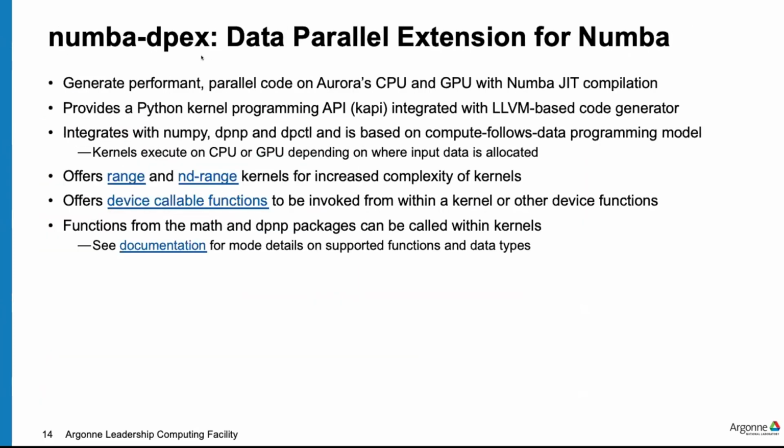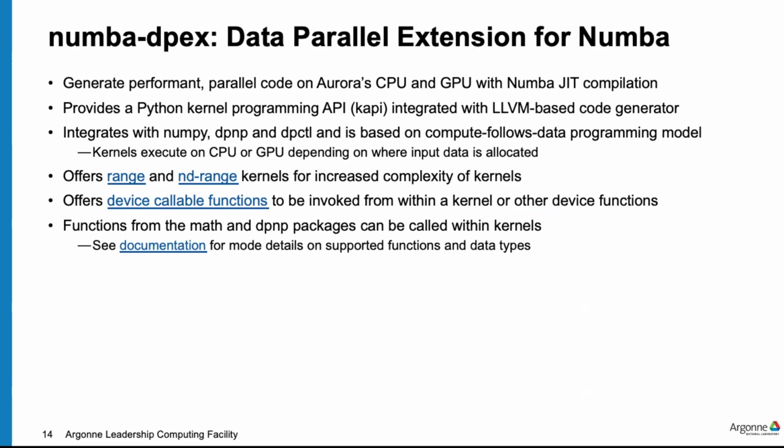And then finally, Numba is the last package of the three. So if you're familiar with Numba, this is pretty similar. It's just an extension that Intel developed so that you could generate performant and parallel code with Numba, but accessing Aurora CPUs and GPUs. Something that they developed, which is somewhat new, is what they call the kernel programming API, which is integrated with an LLVM-based code generator.